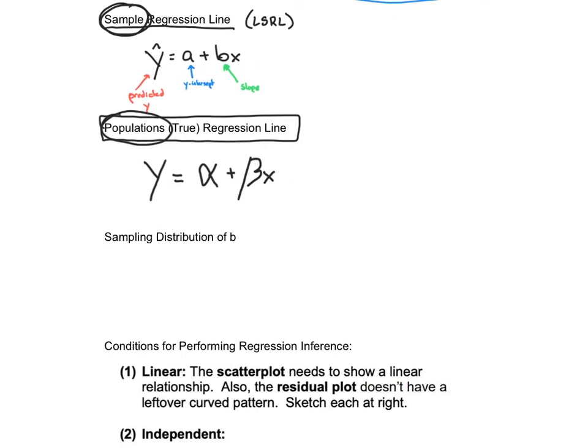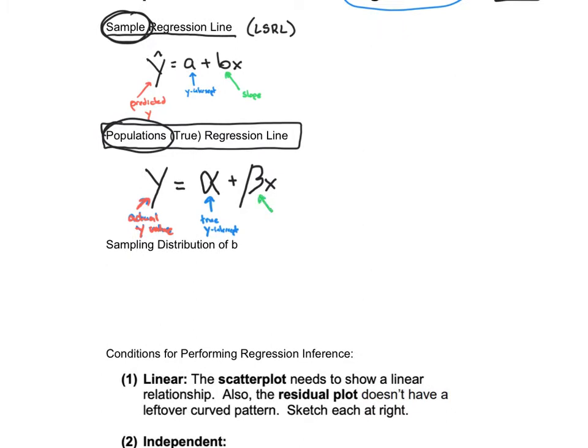So what does this actually mean? This is the actual y value. And then this one here is the true y-intercept. So notice how we're using a Greek symbol again. Remember, Greek symbols always represent the population. And then here's the true slope.